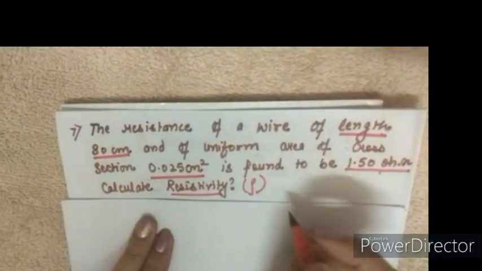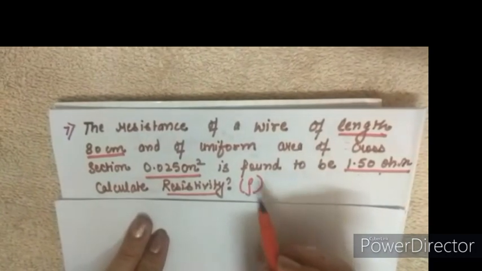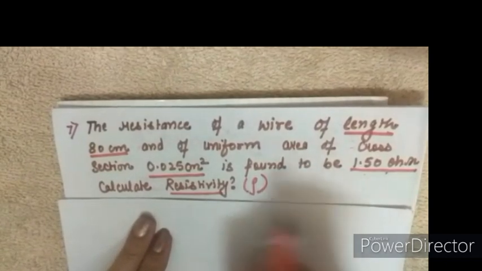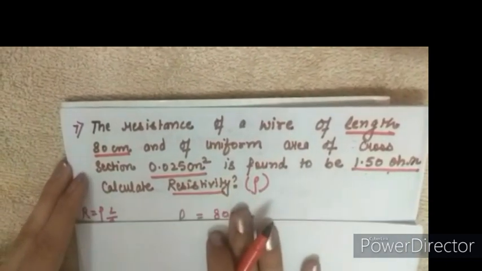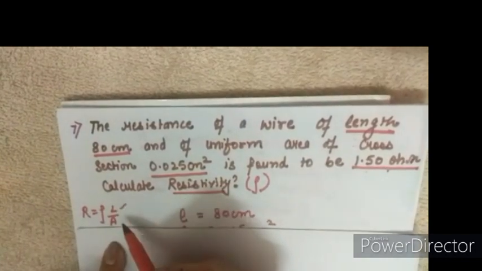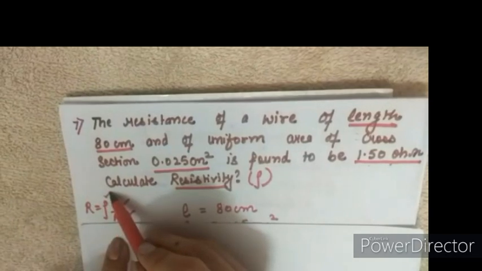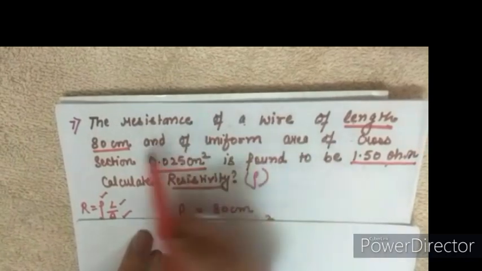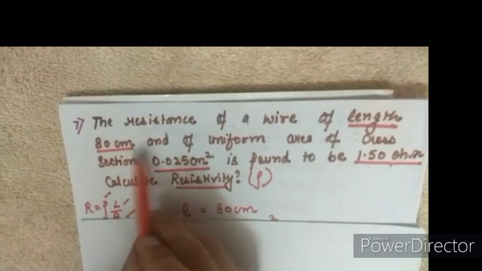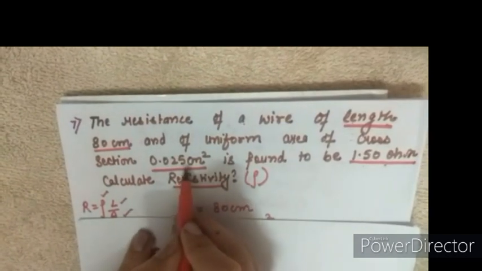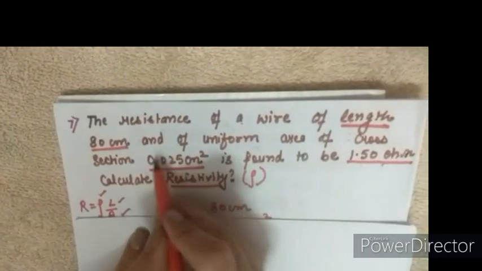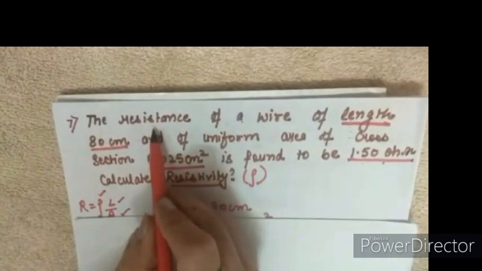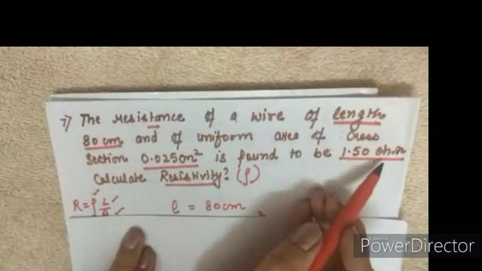So our next question is based upon the factors on which the resistance of the conductor depends. So the factors on which the resistance of the conductor depends are length, area and resistivity constant. Now our question is the resistance of the wire of length 80 centimeter, so length is given to us, and area of cross section is 0.025 centimeter square. So area is given to us, is found to be 1.50 ohms. So the resistance is 1.50 ohms.